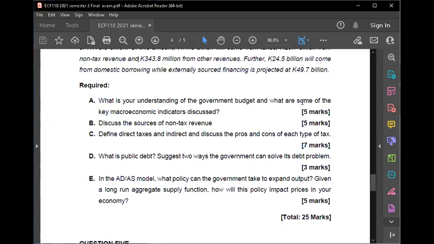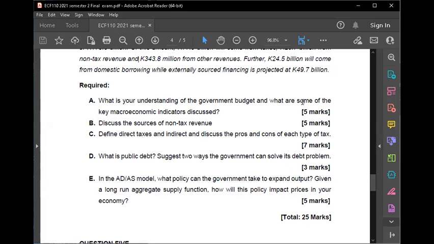Yeah. So some of the key... what is your understanding of the budget? So he is just talking about the government budget. Just define the government budget. All right. Which you just talk about is the estimated spendings and revenues for the government. Everything is so clear, I think, in your madam's lecture notes.